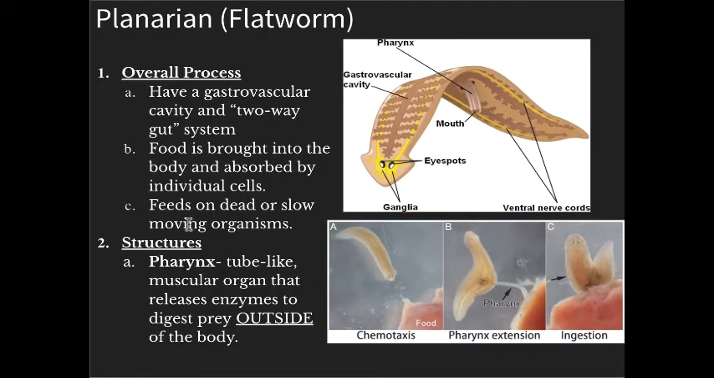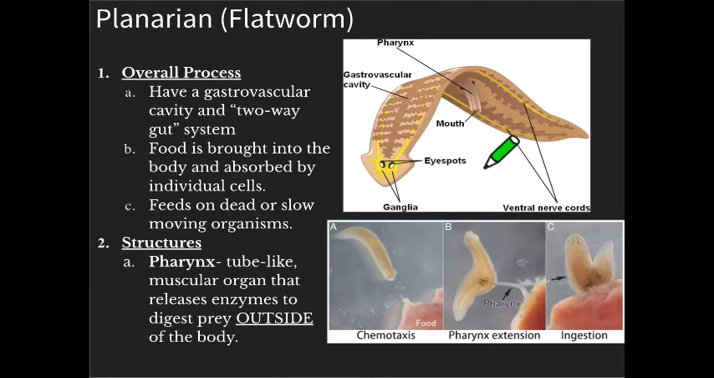Our next organism is the Planarian, or a flatworm. So we'll look at these in class, and these have a gastrovascular cavity, or a two-way gut. And basically what we're talking about with a gastrovascular cavity is a simple stomach, essentially. But there's one way in, one way out, so that's why it's a two-way, right?